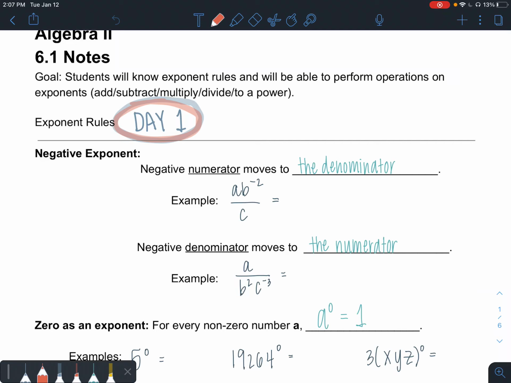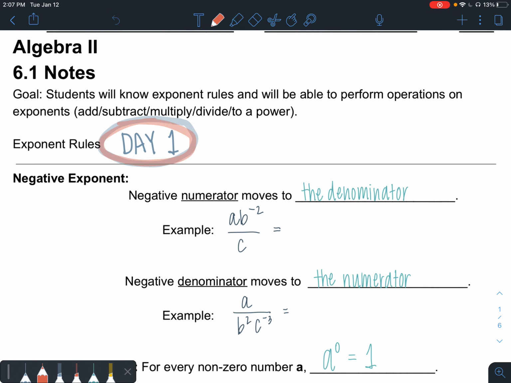Today we're talking about exponent rules and performing operations on exponents, and we're going to break that into a couple of days. So this is day one. First, we need to learn our basic exponent rules.